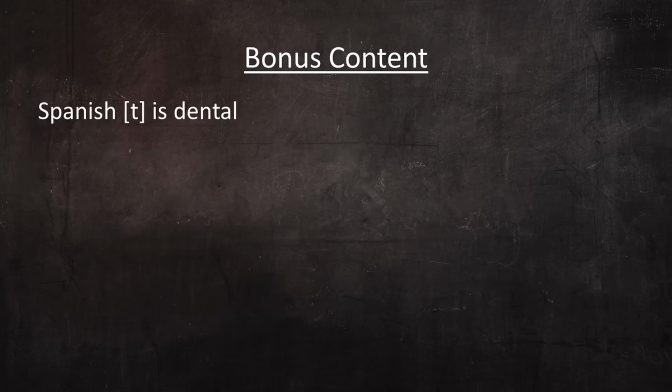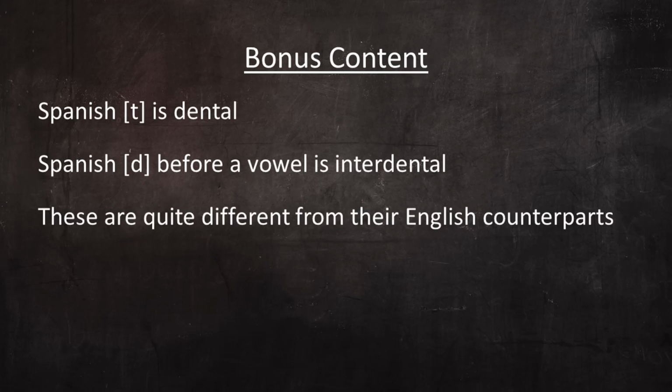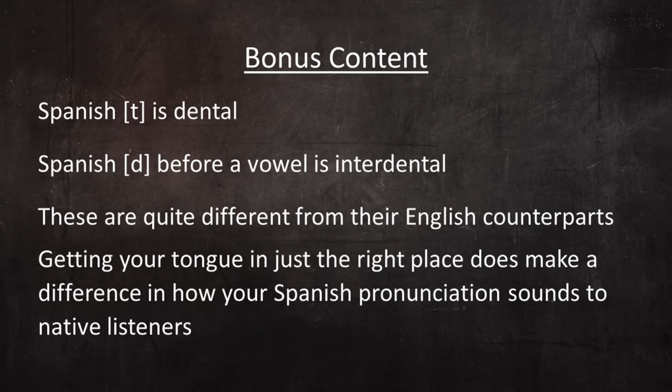Remember, Spanish T is dental, and Spanish D before a vowel is interdental. These are quite different from their English counterparts, and getting your tongue in just the right place does make a difference in how your Spanish pronunciation sounds to native listeners. All right, this has been our discussion of English yod-coalescence and how to avoid it in your Spanish.